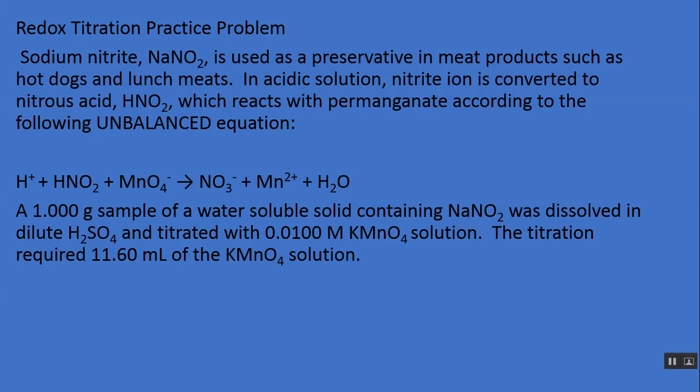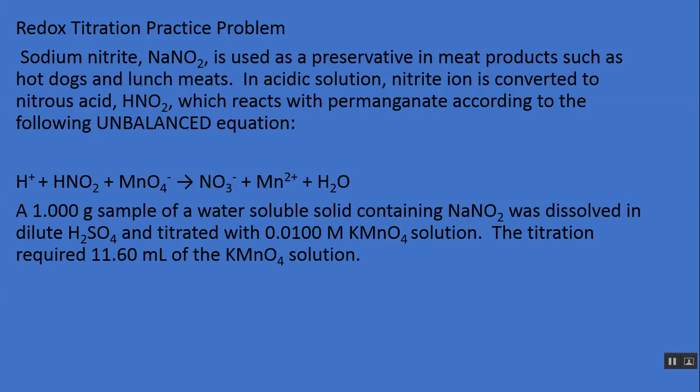So this is just going to give you a chance to practice getting familiar with AP level questions, to practice getting comfortable working through and working with the information you have and problem solving to figure out how you go about answering a question. So let's just go ahead and take a look at it. So it says sodium nitrite, which is NaNO2, is used as a preservative in meat products such as hot dogs and lunch meats. In acidic solution, nitrite ions are converted to nitrous acid, which is HNO2, which reacts with the permanganate according to the following unbalanced equation.